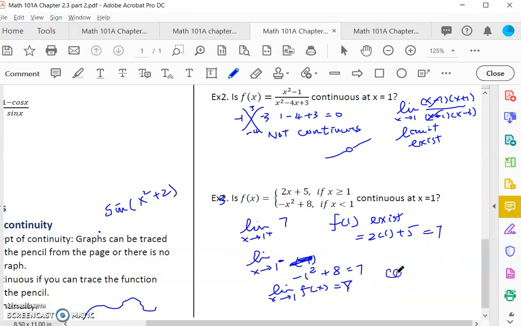So continuous. They agree. Okay, they agree. So you say that you have to evaluate, and then you have to find the limit. To find the limit of a piecewise function, you find both sides, and if they agree, then it's continuous. Okay, the three conditions: condition 1, condition 2, and condition 3 that they agree.